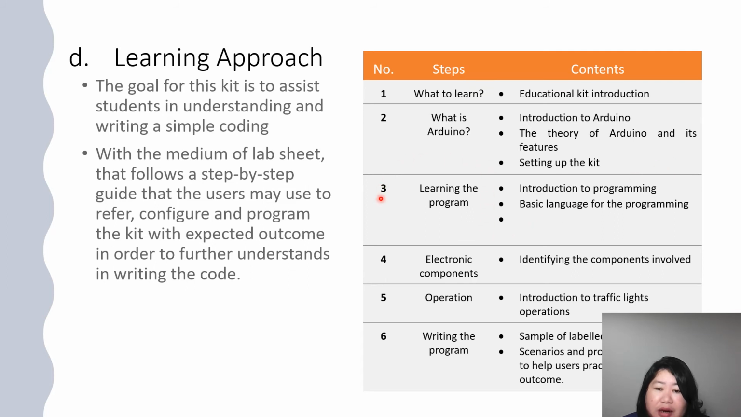The third step is learning the program. Here the student will be introduced to programming and the basic language for programming. The fourth step will be the electronic components. The student will be identifying the components involved, and also their operation. The fifth step is the operation, which is the introduction to traffic light operation.